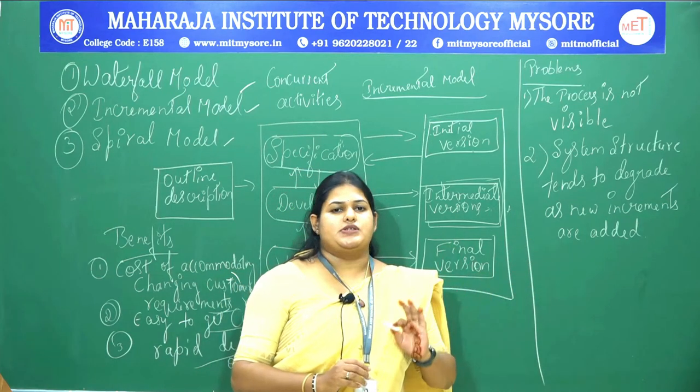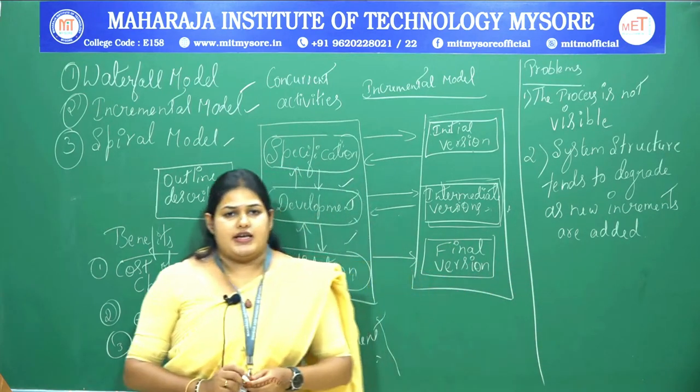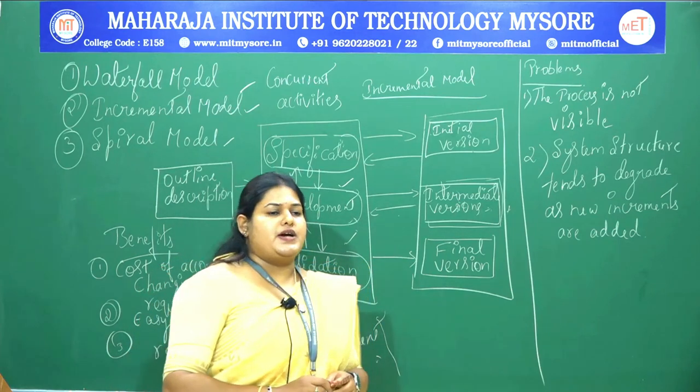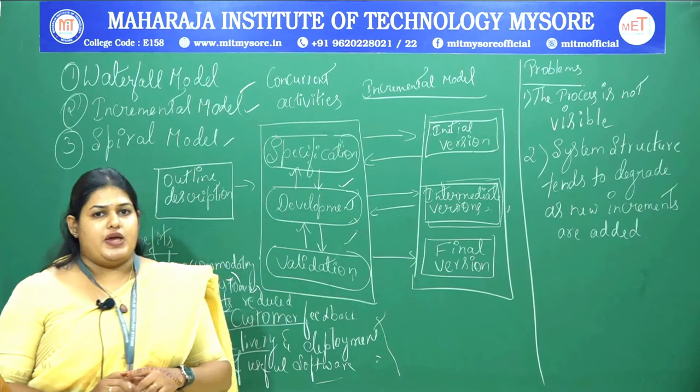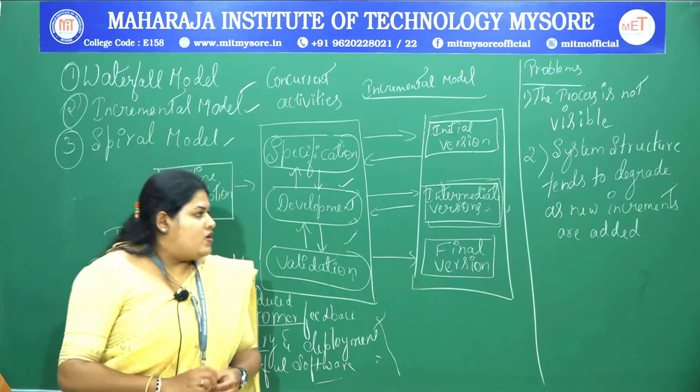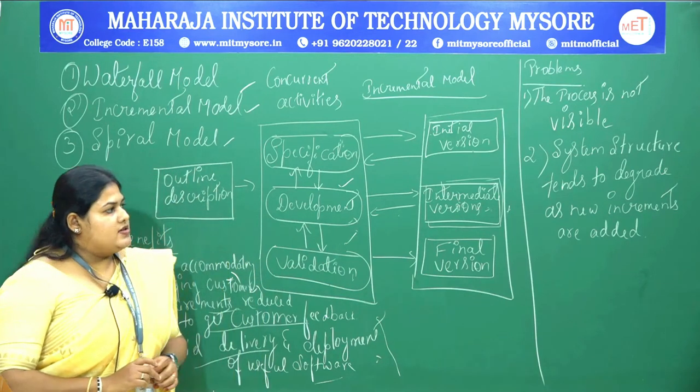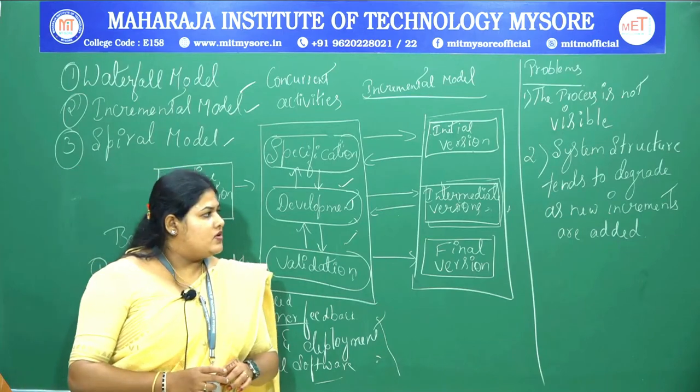So, there will be specific limits, and accordingly the software engineers will customize the requirements and work on that. So, the next is the spiral model.